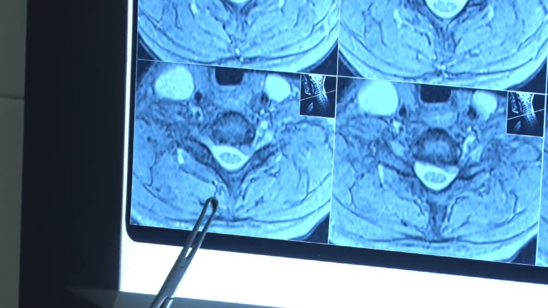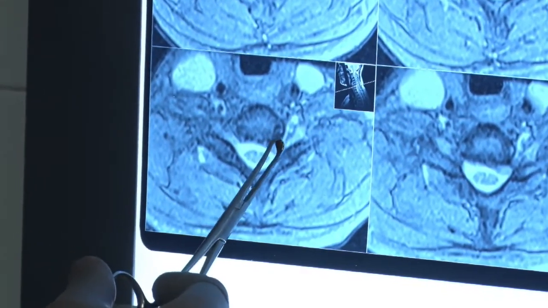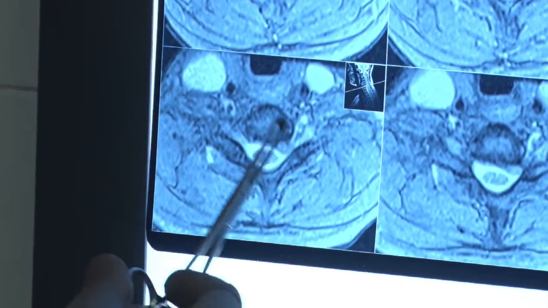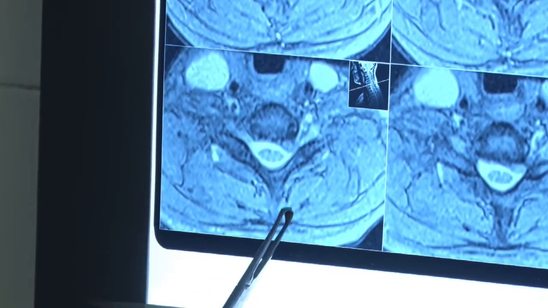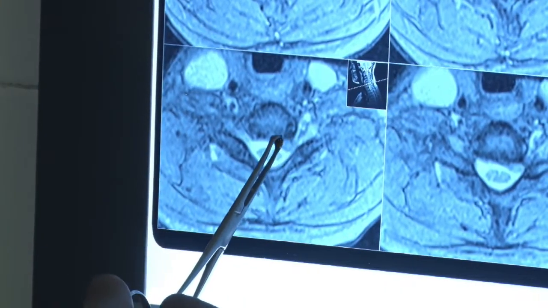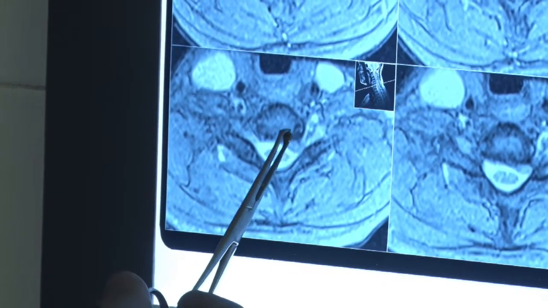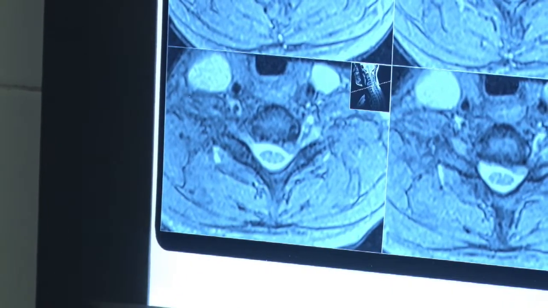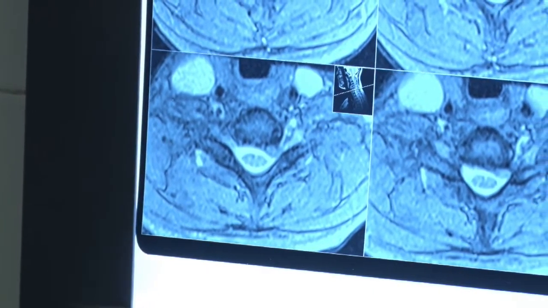So we will do posterior cervical laminoforaminotomy, then discectomy. We will go from the posterior side and drill at the laminoforaminal area, open the space, then remove this disc fragment.